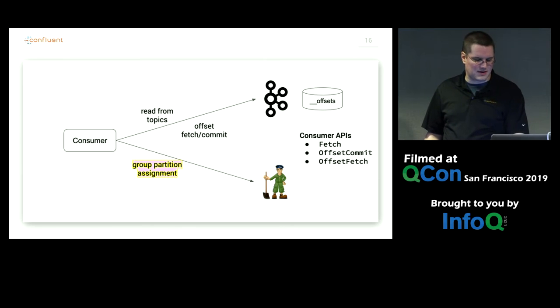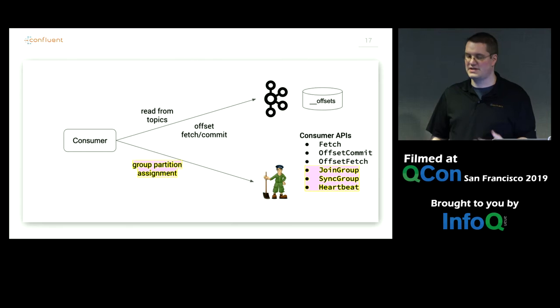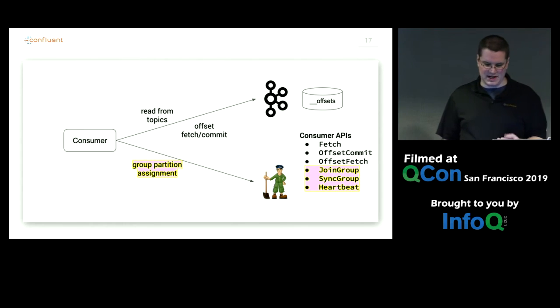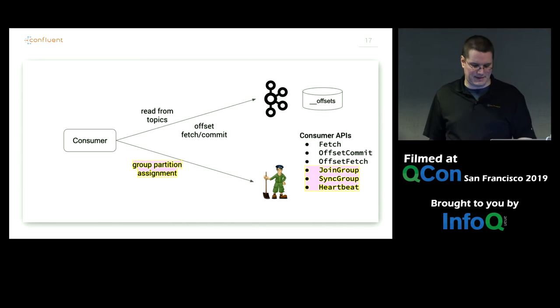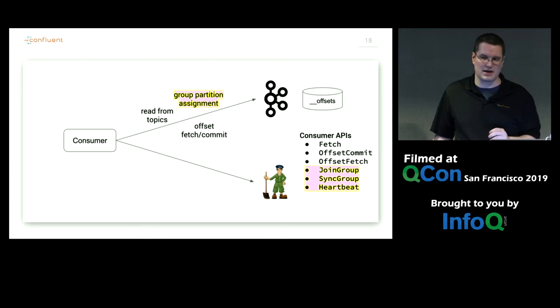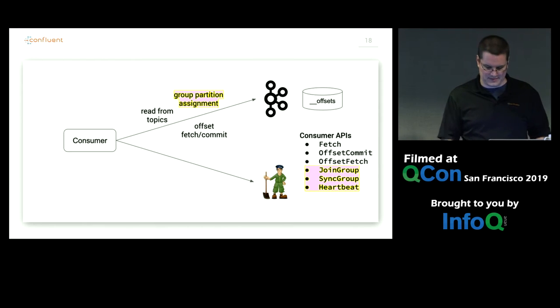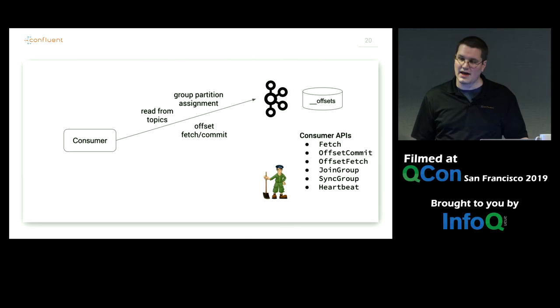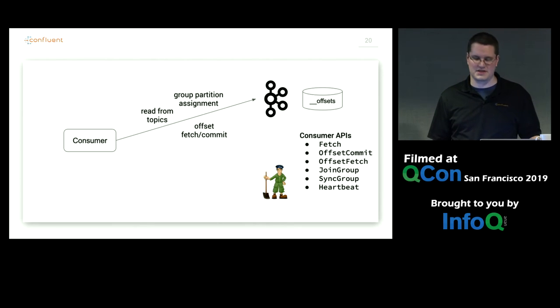The second thing we did was basically to do the same for group partition assignment. So we created a similar set of APIs: the join group API, the sync group API, and the heartbeat API. And so we were able to take Zookeeper out of the consumer read path. And that's really good because then we can scale out the number of consumers more effectively, and we can also secure consumers a lot more easily.